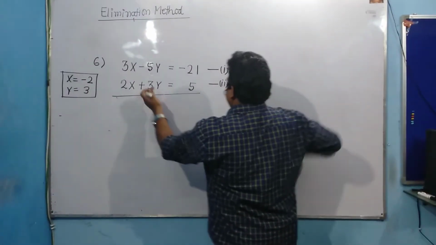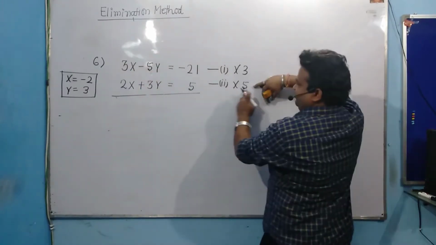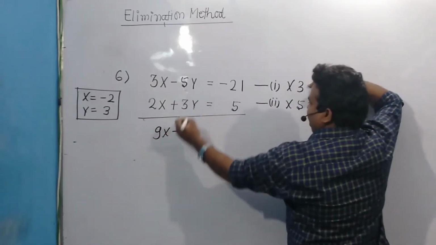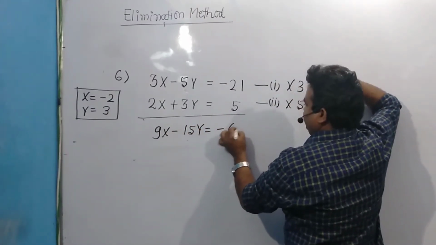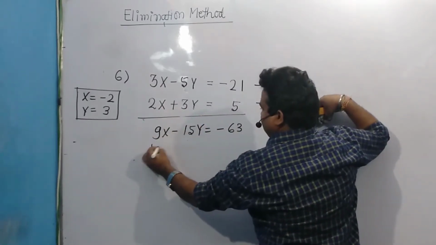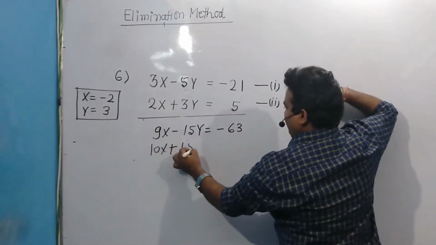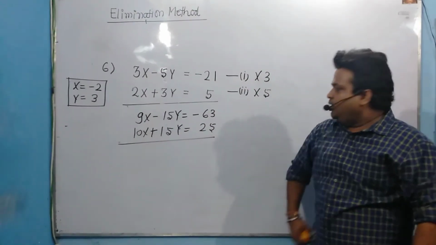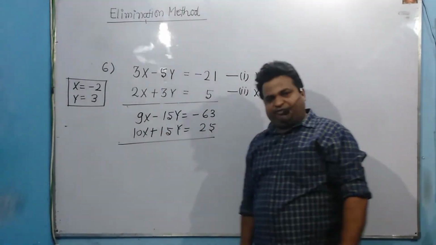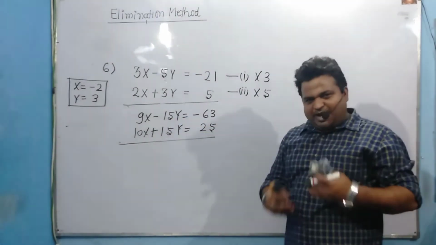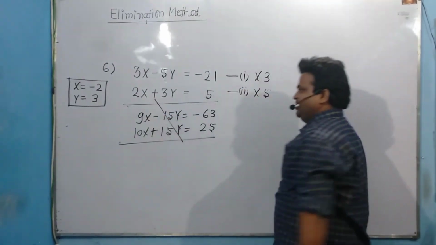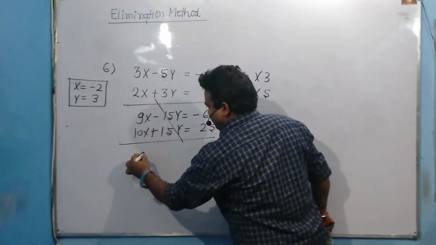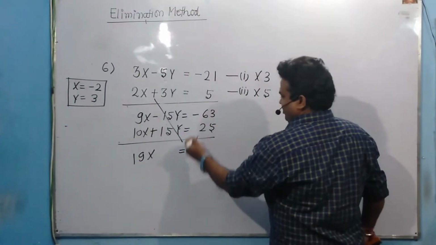So now I multiply 3 in the whole first equation and 5 in the whole second equation. What will you get? 3 threes are 9x minus 3 fives are 15y is equal to minus 63, plus 5 twos are 10x plus 5 threes are 15y is equal to 5 fives are 25. Now this is minus 15y and this is plus 15y, minus and plus. So by simple addition, the y variable is eliminated, and you are left with 19x is equal to how much? This one is a minus sign.